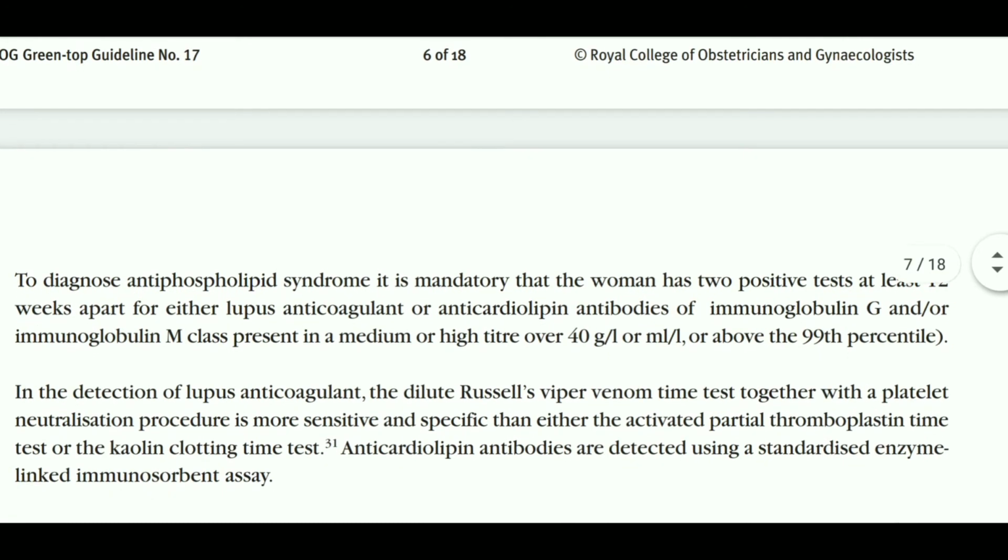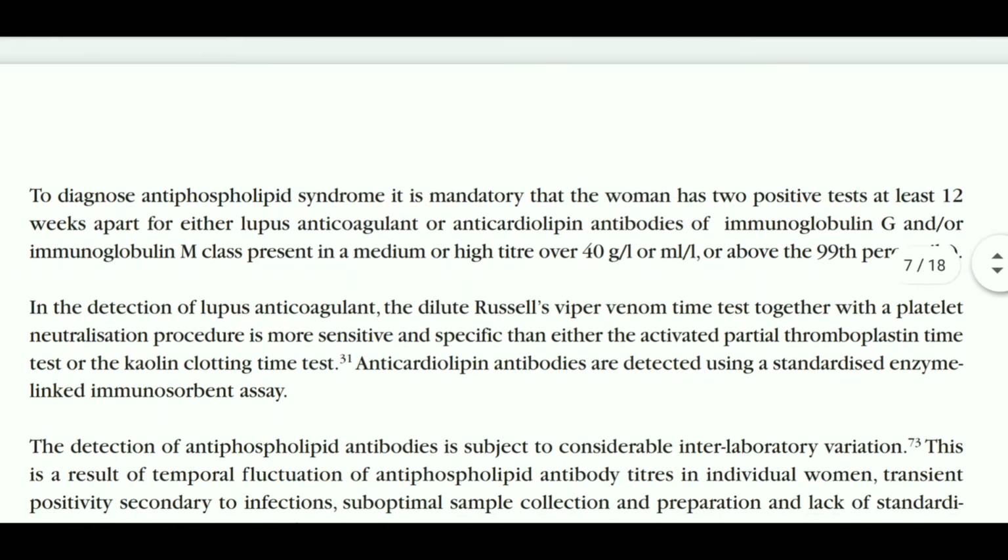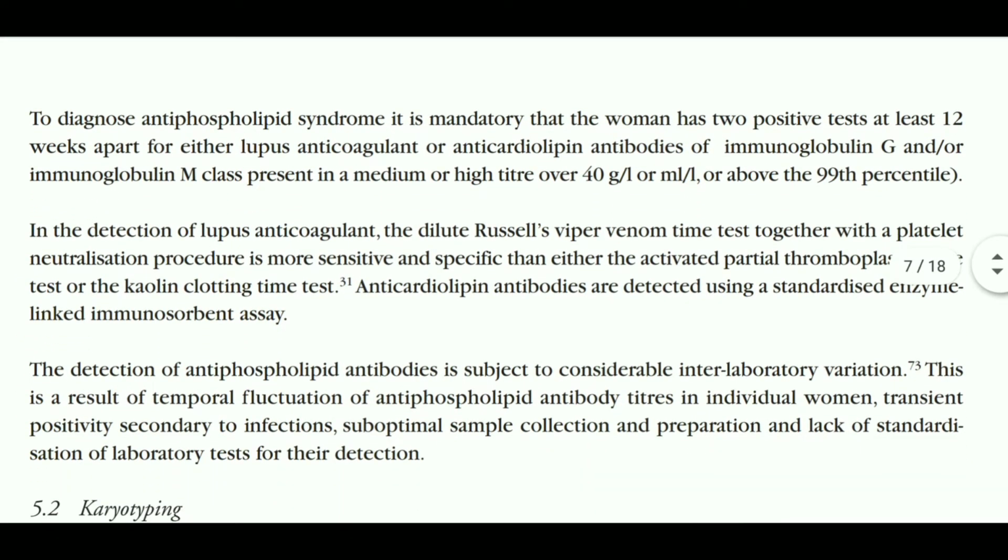And what test gives the confirmed diagnosis of antiphospholipid antibodies? To diagnose antiphospholipid syndrome, it is mandatory that the woman has to test positive at least 12 weeks apart for either lupus anticoagulant or anticardiolipin antibodies of immunoglobulin G or immunoglobulin M class, present in medium or high titer, over 40 g per liter or ml per liter, or above the 99th percentile.